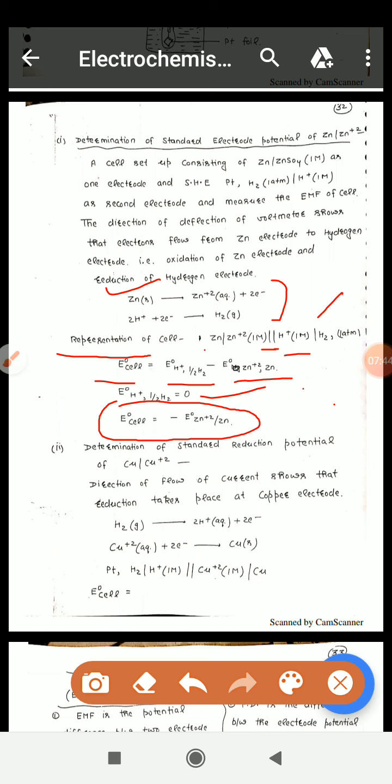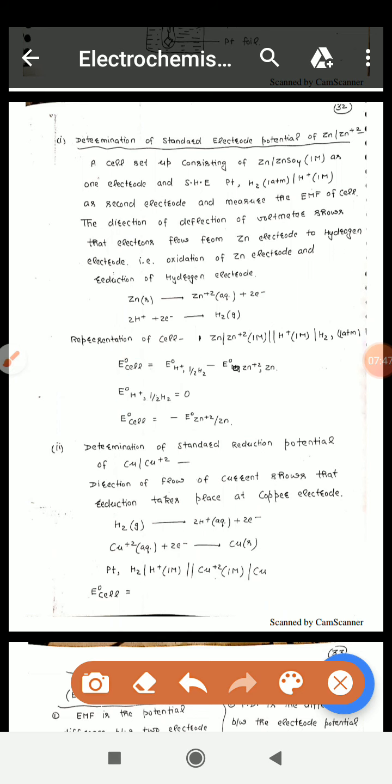Next, another example which is given is the determination of the standard electrode potential of copper. Now copper is less reactive. I use the terms more reactive, less reactive. How can we determine which is more reactive or less reactive? In the next video, we discuss the electrochemical series, by which we can easily find out which is more reactive and which is less reactive. So in this video, remember that copper is less reactive compared to hydrogen. So copper acts as the cathode and hydrogen acts as the anode.